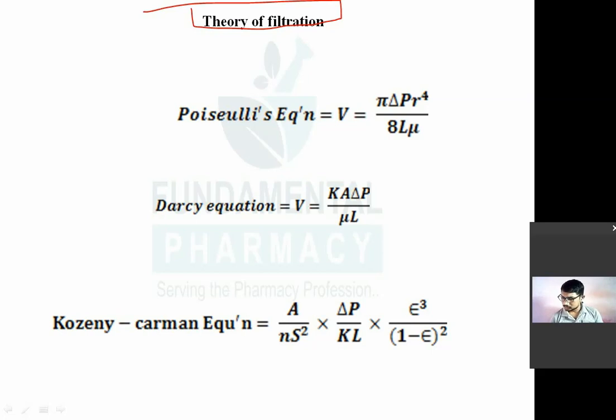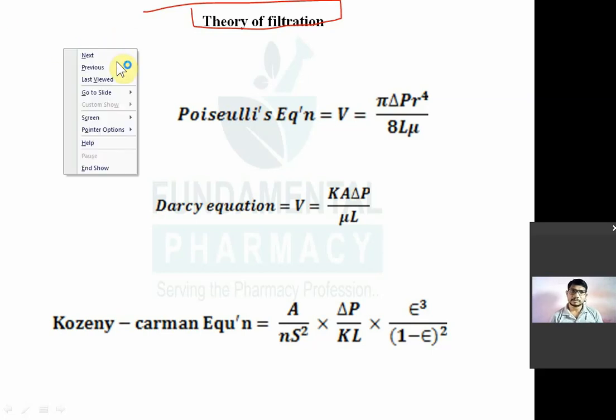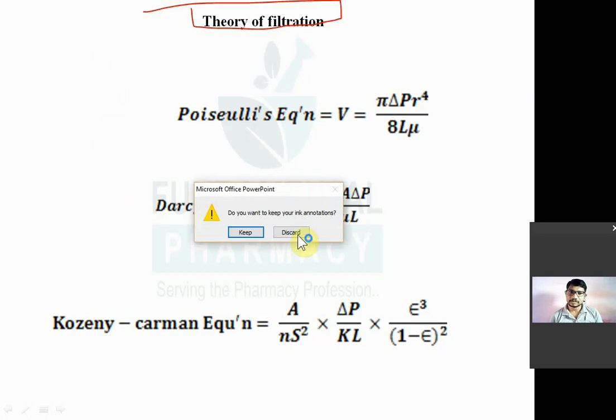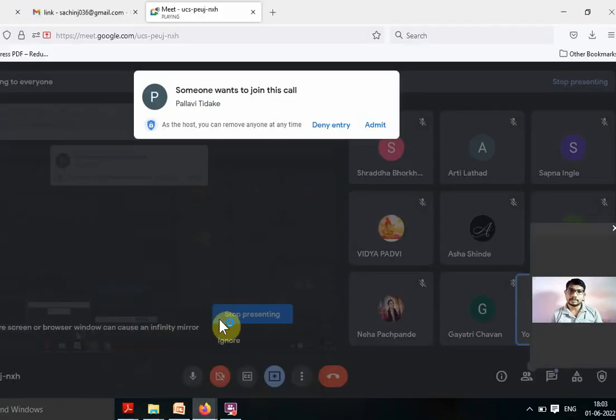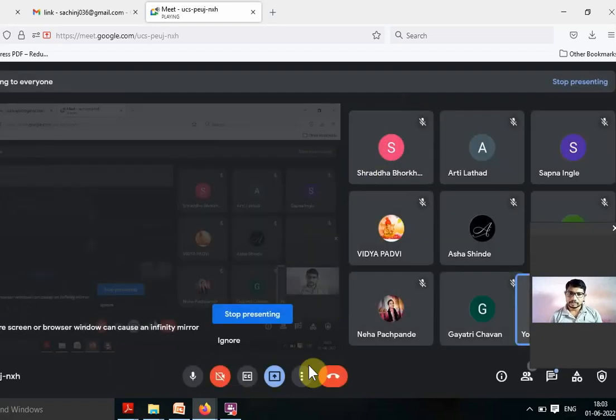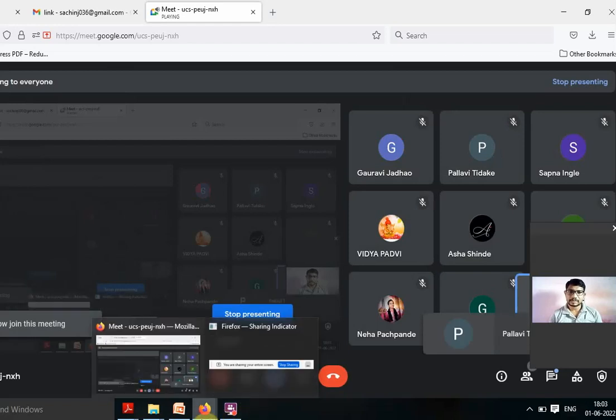Now the rate of filtration, or the filtration rate, is equal to driving force divided by resistance. Driving force divided by resistance. So how is the filtration rate given? Filtration rate is given by driving force divided by resistance.